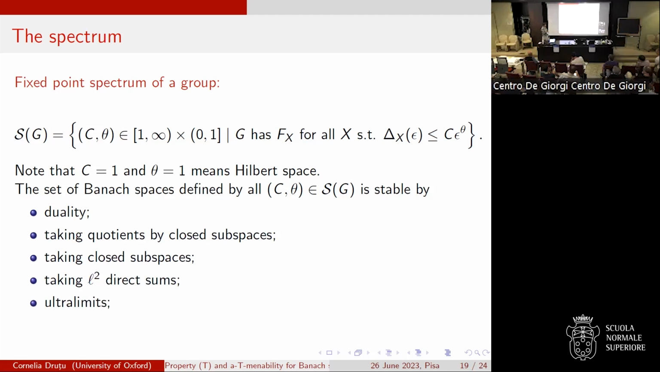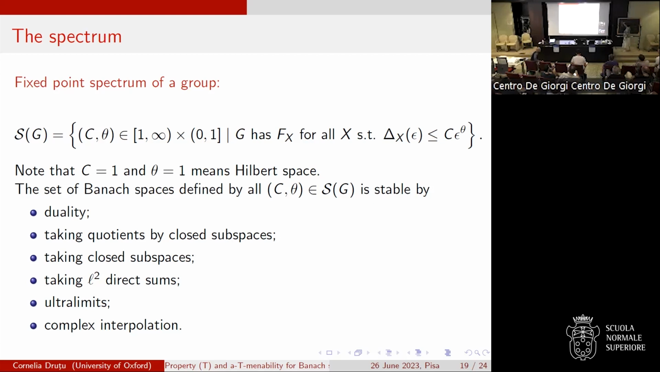L2 direct sums, ultralimits, and interpolation. L1 is not in the set because, the very nature of this theory is calibrated for uniformly convex things. So we don't want this to happen. So this is C and this is theta, and they're basically working in this interval, but we're removing L1.